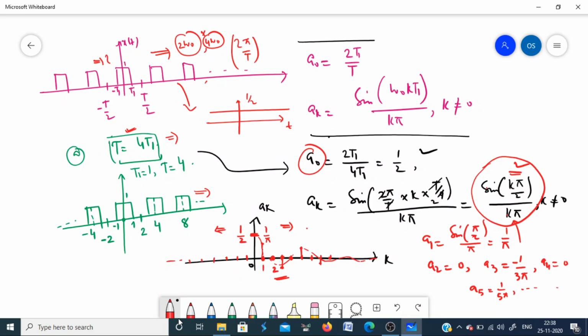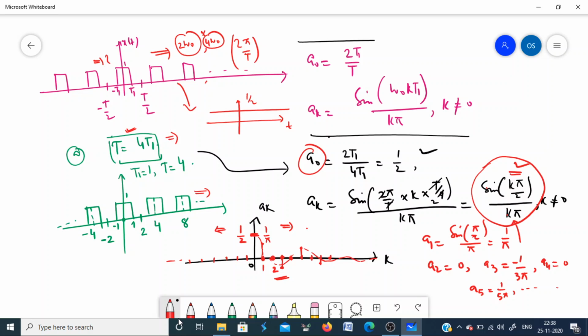So 2 omega naught frequency is not present, 4 omega naught is not present, 6 omega naught is not present. So you have frequency omega naught, then 3 omega naught, then 5 omega naught, 7 omega naught, and the magnitude of these frequencies goes on decreasing as you increase k. It means at the higher harmonics, the frequencies have lower and lower magnitudes.